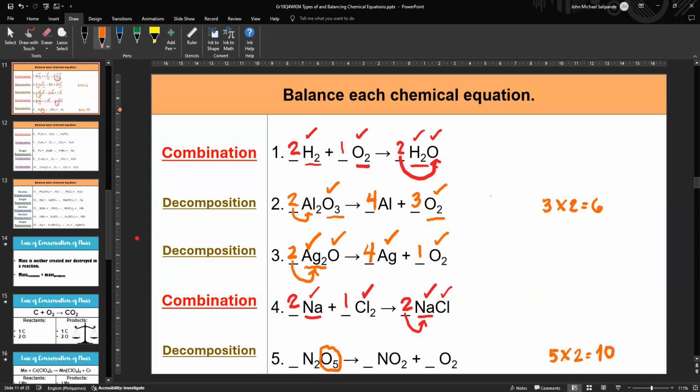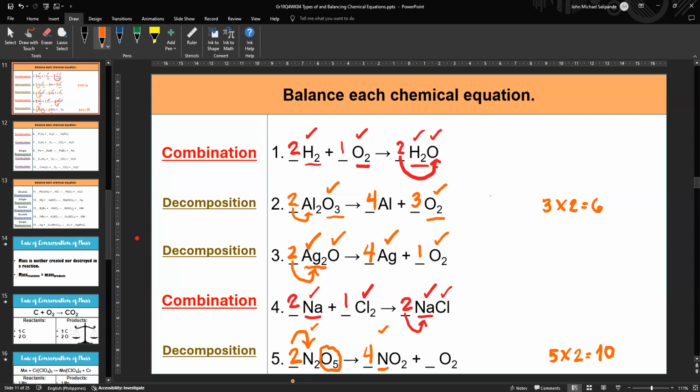Now, our goal is to ensure that there will be 10 oxygen atoms on the left side. And since there's already 5, we have to multiply that by 2. Okay? Now, as a consequence of writing 2 on N2O5, there are now 4 nitrogen atoms because 2 times 2 equals 4. And there's only 1 nitrogen atom at the product side. Because of that, we have to multiply NO2 by 4. Okay? So with that, nitrogen atoms are already balanced.